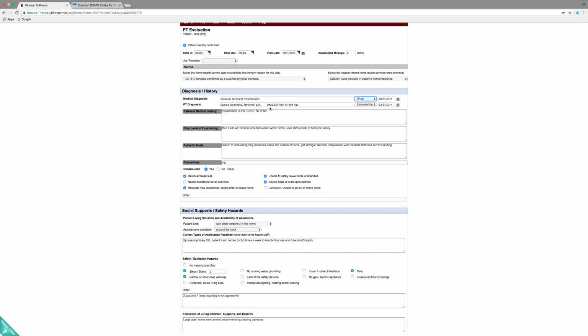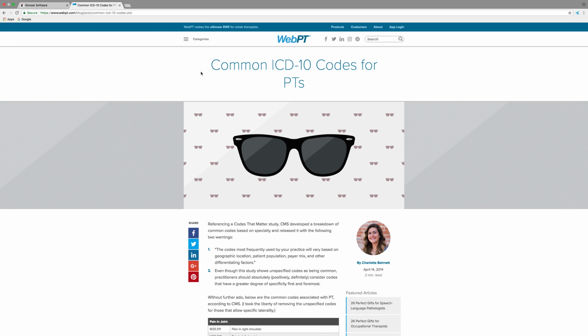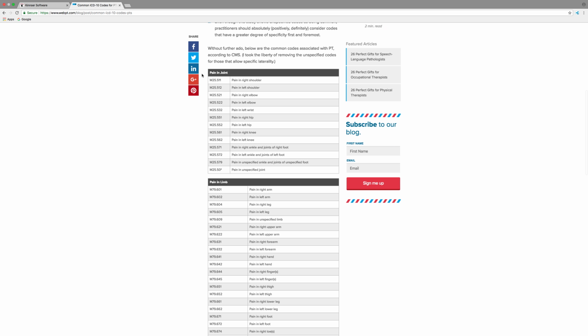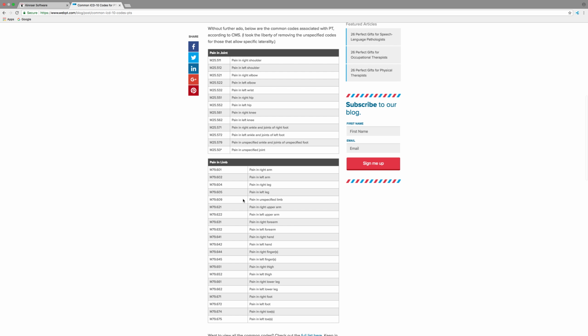And so we encourage everyone to get out of the habit of just using generic or leaving it blank. And it's a simple process. You go to Google, I typed in common ICD-10 codes, and here is a list of all the ones dealing with joint pain and limb pain. And so let's say this patient came over and we were seeing them for pain in the right hip.